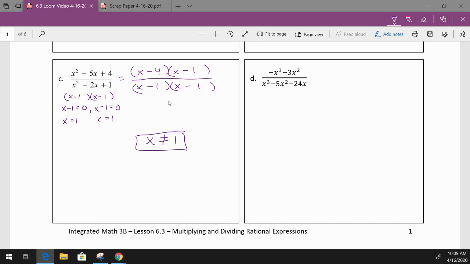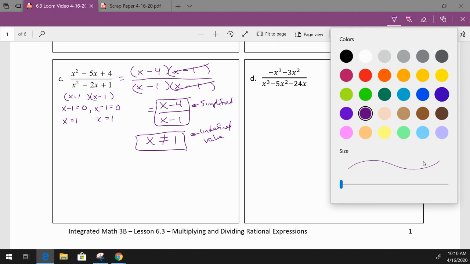So now going back to simplifying, the x minus 1 reduces from the numerator and denominator, so our simplified rational expression is x minus 4 over x minus 1. So this is my simplified answer, and this is my undefined value. All right, so hopefully that makes sense. Moving on to the next one.